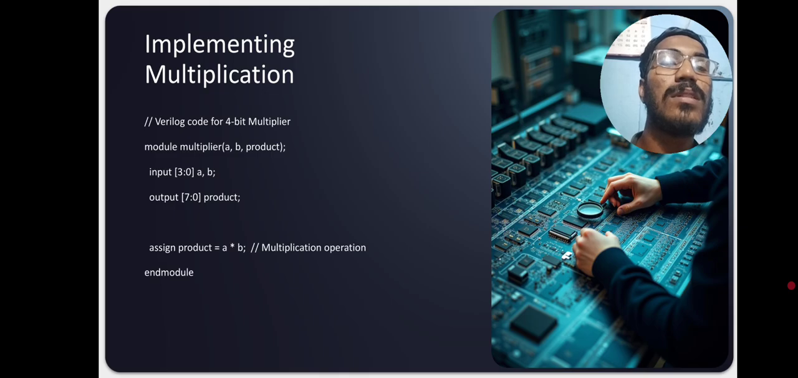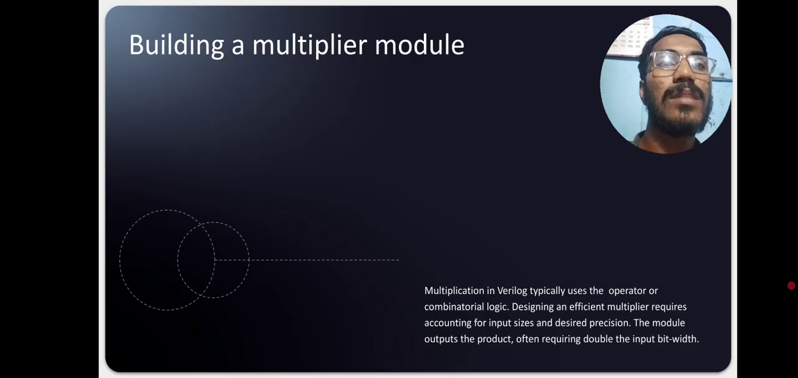Example: take input a equals 3 and b equals 4. The output will be 3 into 4 equals 12, which is the output of the implementation of the multiplication. Now we have to do the same code using addition and multiplication. Now we have to see building a multiplier module.